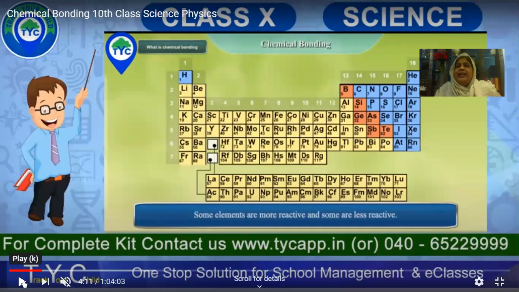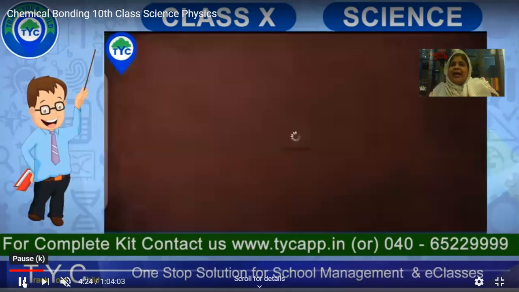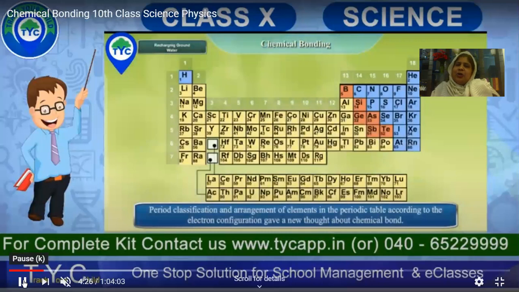Like the inert gases helium, neon, argon, krypton, xenon, and radon, they are called the noble gases. Neither do they lose their electrons nor do they attract any electrons. They are stable and they need not form any bonds. So some elements have more electrons, and what could be the reason for the change in the reactivity of the elements is very important. You have to understand what is making the electrons react.